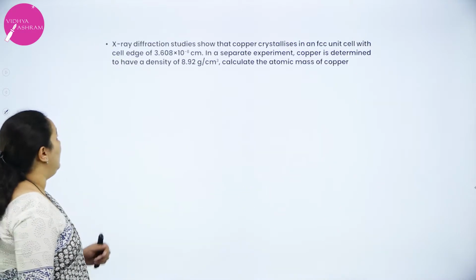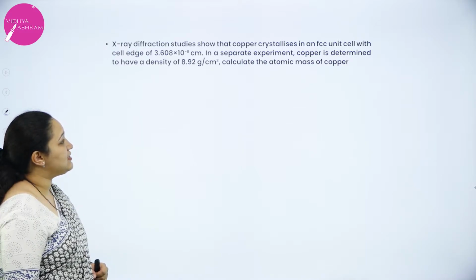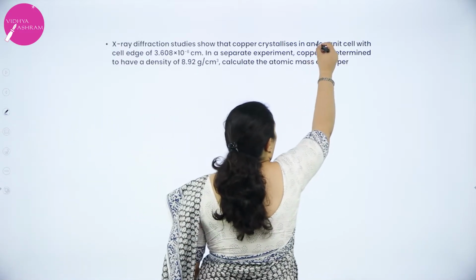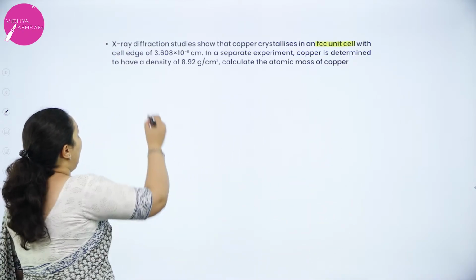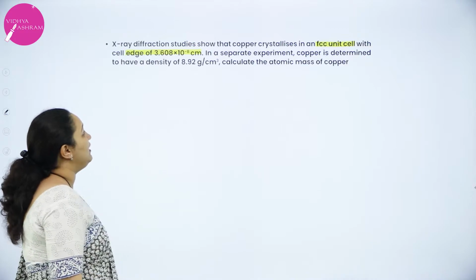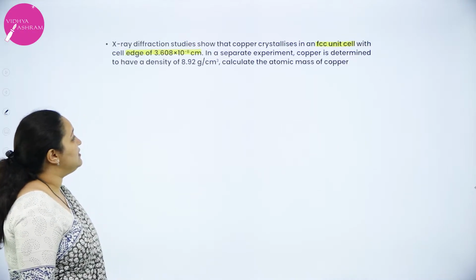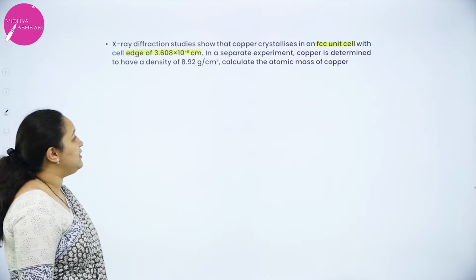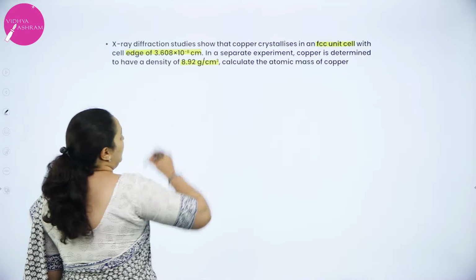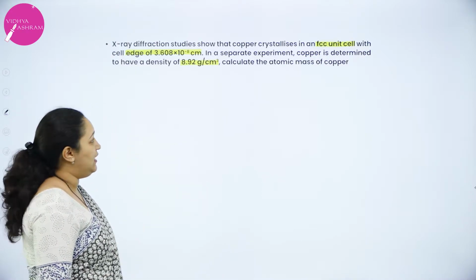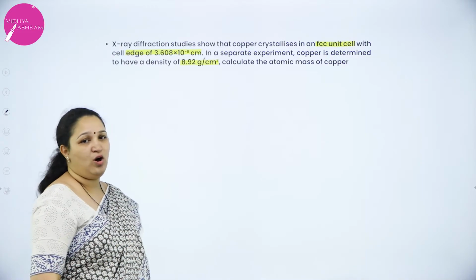The second one: X-ray diffraction studies show that copper crystallizes in an FCC unit cell with edge of 3.608 into 10 power minus 8 centimeters. In a separate experiment, copper is determined to have density of 8.92 gram per cm cube. Calculate the atomic mass of copper.